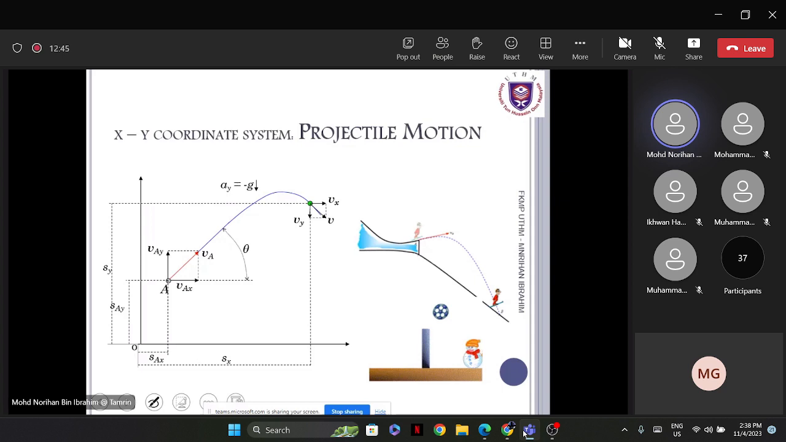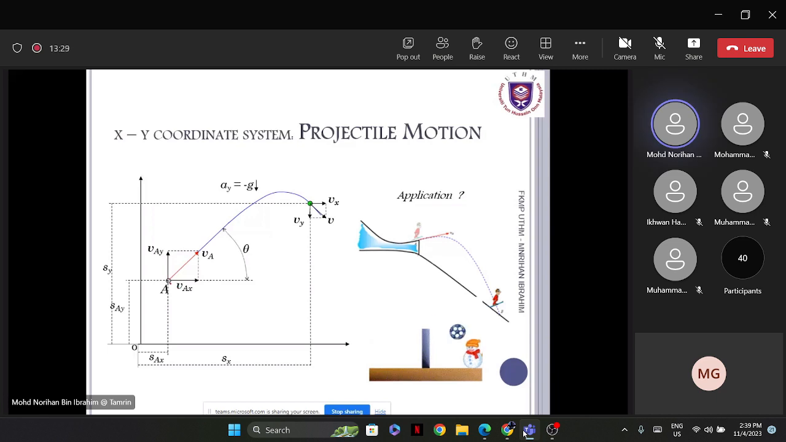And let's have a look at this example. The motion of this guy here is some of the application, aside from the one that I've already shown you just now. When you kick the ball or you play badminton using your racket, you hit the shuttlecock, so it will travel in a specific direction of motion. So all kinds of things can be considered as a projectile motion or trajectory motion of a particle.